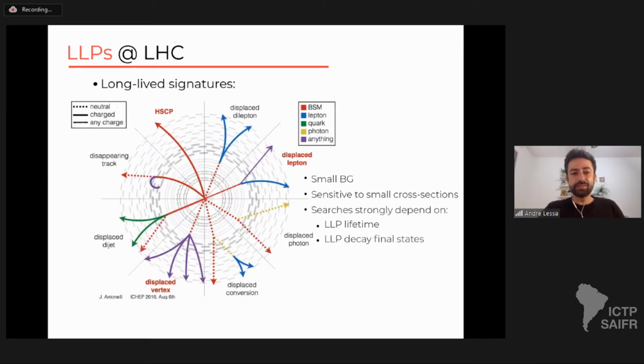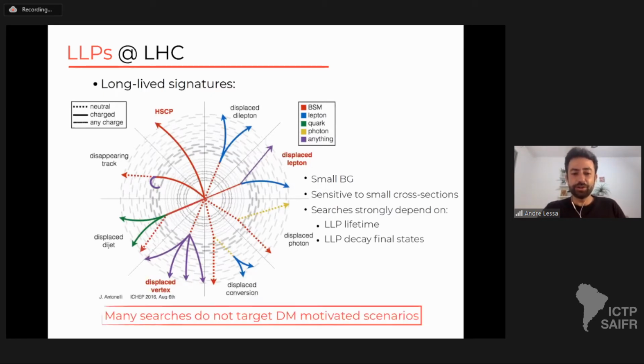Another point is that most of these searches are not strongly biased by dark matter motivated scenarios. So there is still a lot of RPV SUSY and compressed SUSY scenarios, but many models do not really look into dark matter motivated scenarios. And I think this is something that's changing, but it's still a barrier we have to break.